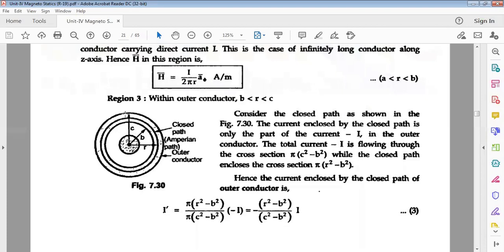First of all, you can subtract, that is the ratio C square minus B square. Then after, we get the remaining part here, that is R square minus B square. Then you get the closed path current passing through that. I dash is equal to pi into R square minus B square, minus I is R square minus B square over C square minus B square into I. Here the minus is there.